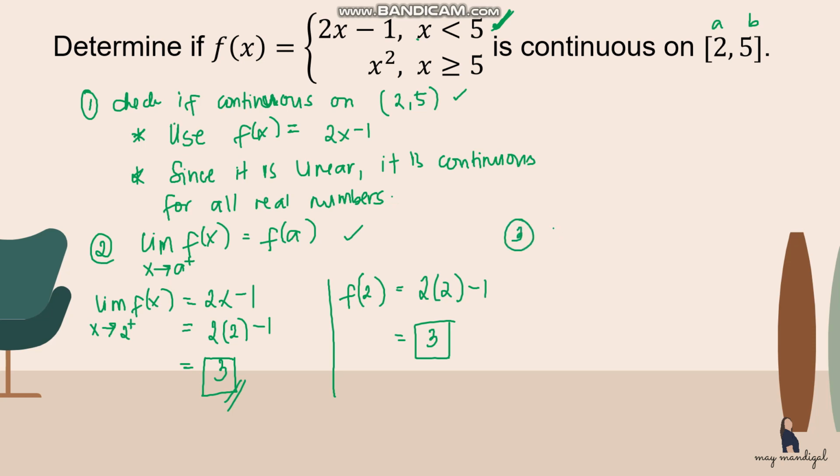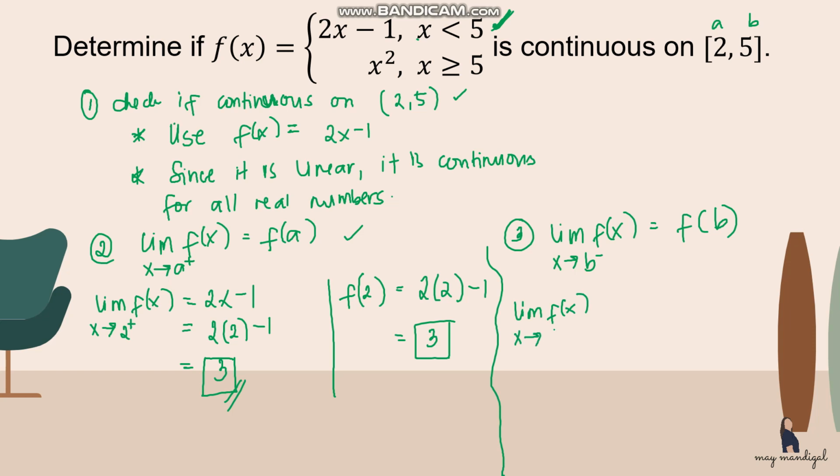And last is we have to check if the limit of our f of x as x approaches b from the left is equal with f of b. So we have there limit of f of x as x approaches our b, which is 5, so 5 from the left. And we also have to check f of 5. Now let's solve for the limit. Since what we want is to solve for the limit of the function as x approaches 5 from the left, so from the left of 5. So what are those numbers? We can have 4.5, 4.999, 4.998.